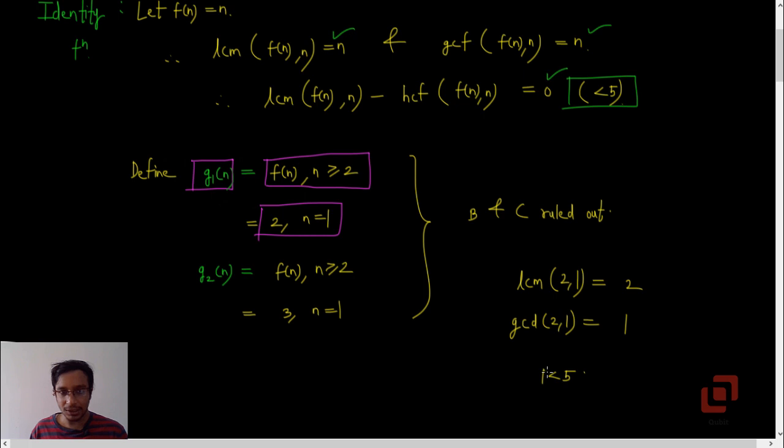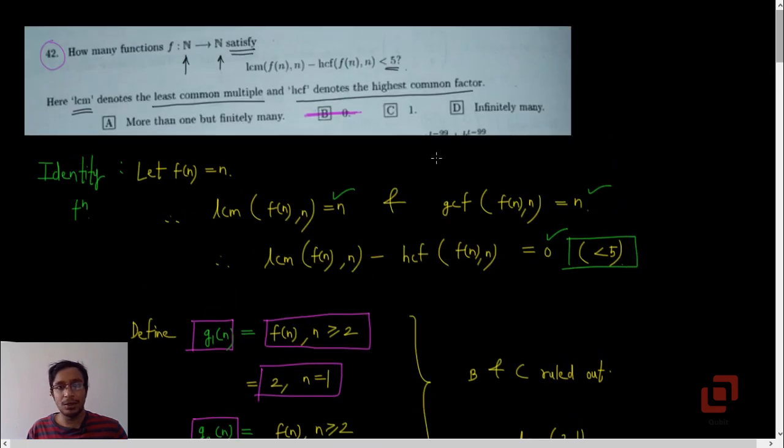And this is a different function than the identity function, because for the identity function, f of 1 is equal to 1, and currently g1 of 1 is 2. Similarly you can also define yet another function, but there is no need to do that. We have successfully ruled out option C, that there exists only one function with this requirement. So now the question boils down to whether there are finitely many such functions or infinitely many.